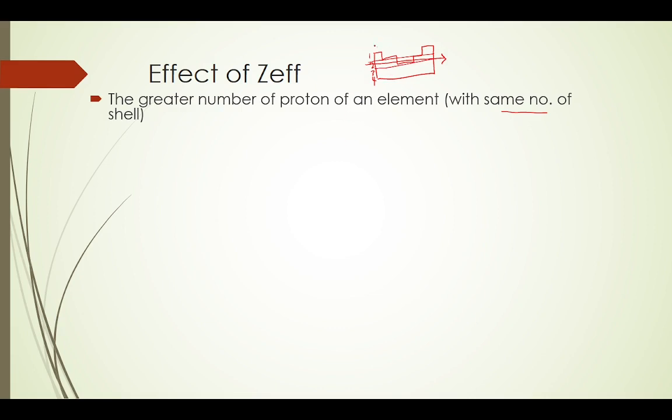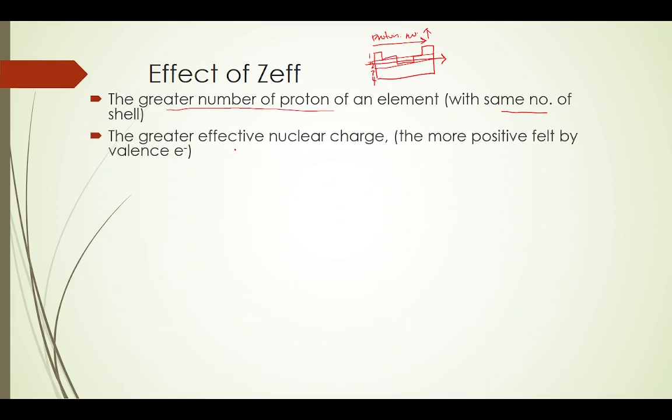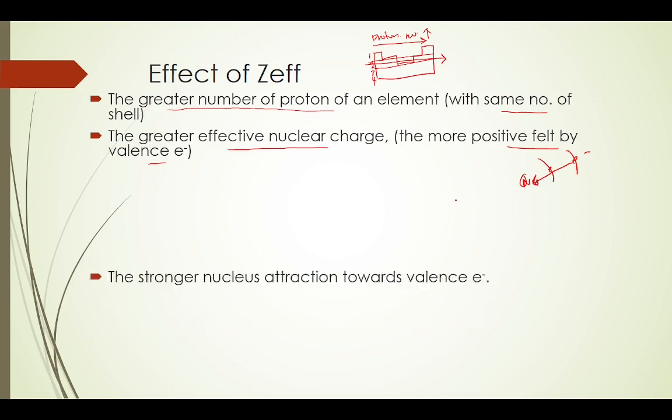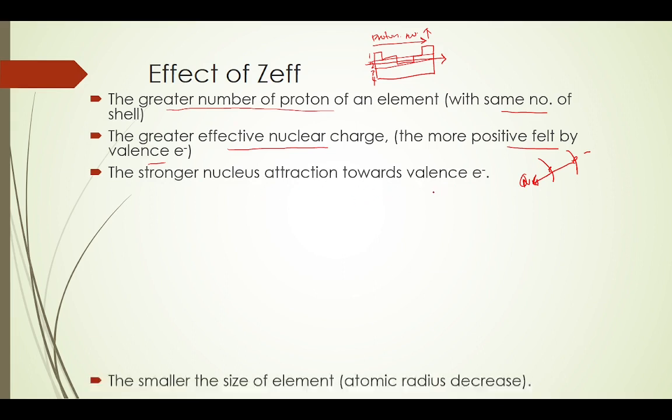But the proton number increases across the period. So if you have a greater number of protons for an element with the same number of shells, the effective nuclear charge is greater, and more positive charge is felt by the valence electron. Let's say this is the nucleus, this is the inner electron, and this is the outermost electron. This outermost electron will experience a stronger nuclear charge, a stronger nucleus attraction.